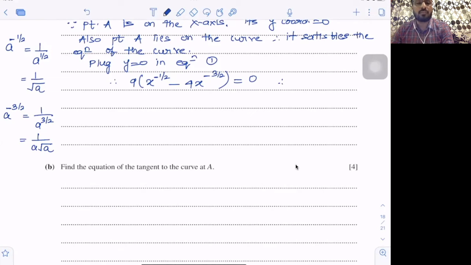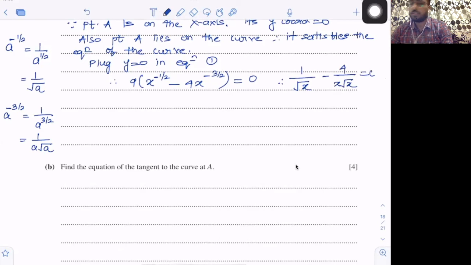One more thing you can understand here is the 9 which is multiplied with the bracket. So 9 can be sent to the other side, where you have 0 divided by 9, that becomes 0. So I simply get 1 upon root of x minus 4 upon x root x is equal to 0. Right, students? Isn't it? So I'm going to go further now.